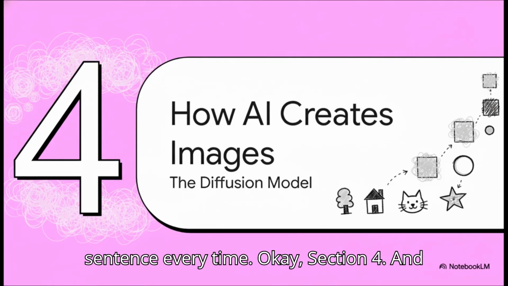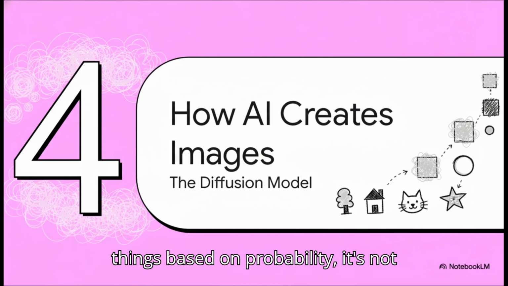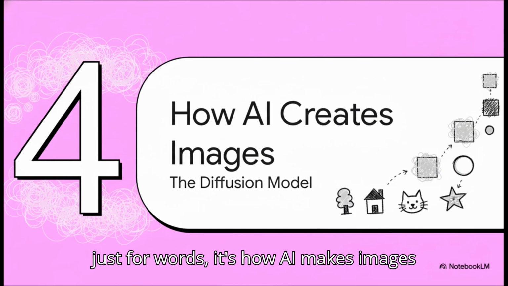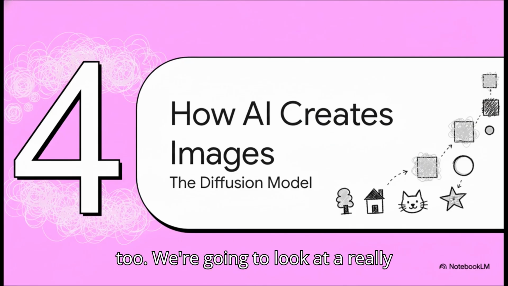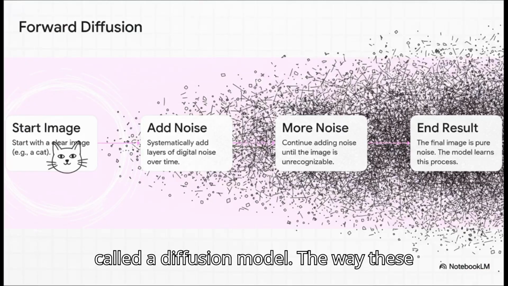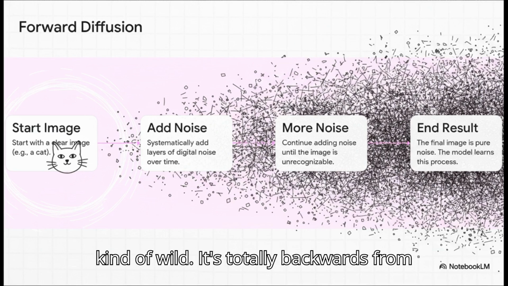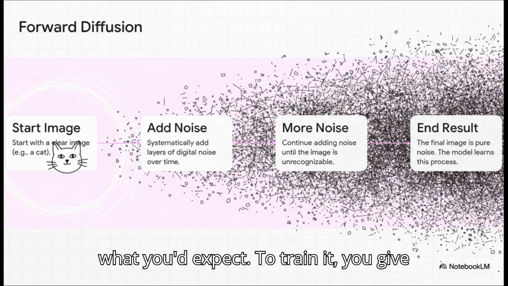Okay, section 4. And guess what? This whole idea of generating things based on probability, it's not just for words. It's how AI makes images too. We're going to look at a really popular way this is done, something called a diffusion model. The way these diffusion models learn is, well, it's kind of wild. It's totally backwards from what you'd expect.